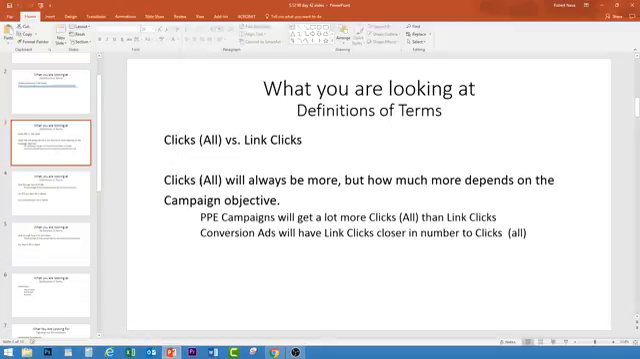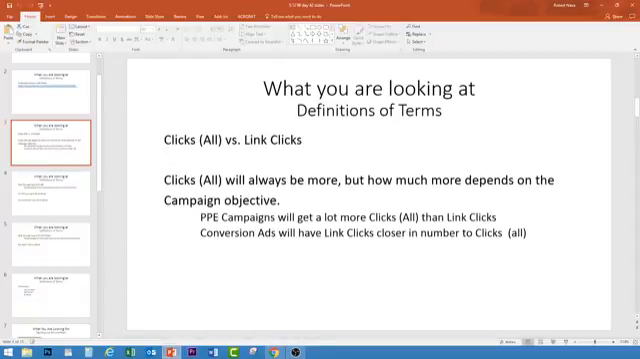And then, clicks all will always be more. You'll always have more, not cost more, you'll always have more clicks all, but how much more depends on the campaign objective. So as I said, you might get 5 post reactions to 1 link click. We don't know that ratio. That ratio depends on the campaign objective.